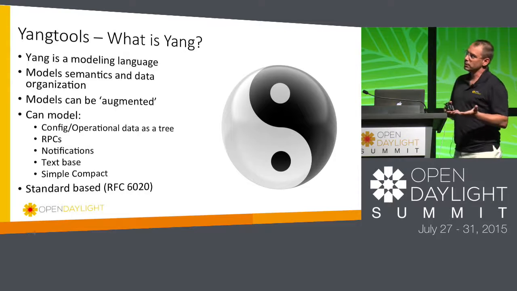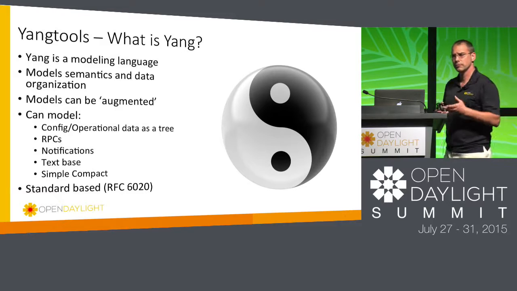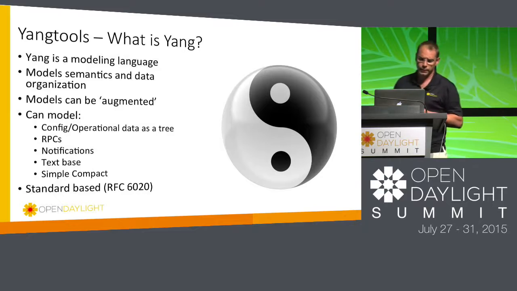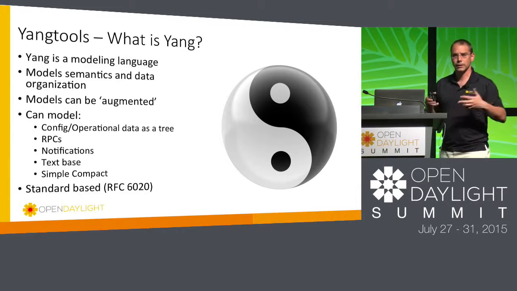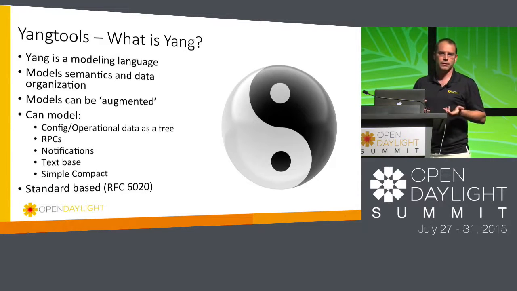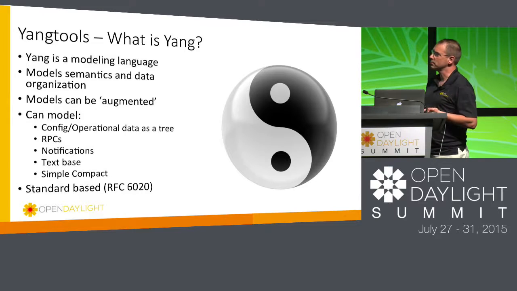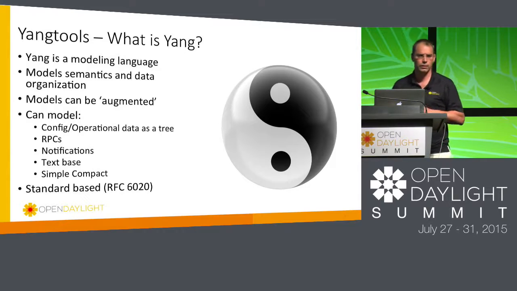The modeling language itself provides semantics and organization of data, and models can be augmented, much in the way we used to do with SNMP, where you had MIBs. So you have Yang modules, which are effectively pieces of a big conceptual tree. And so Yang data is modeled in a config tree and an operational tree, effectively, although there's conversations about doing other kinds of subtrees.